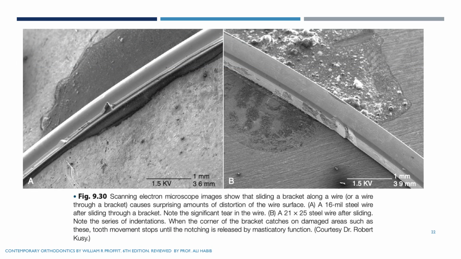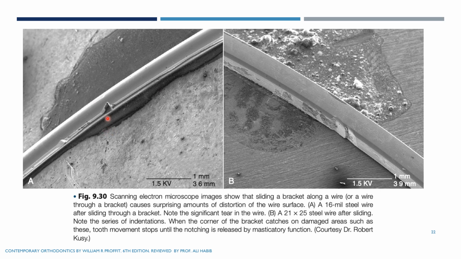This slide shows scanning electron microscopy images of a 16 round nitinol wire and I think a 21 by 25 steel wire. You can see how after sliding movement there were significant damages or distortion or tear in the wire, and here indentations in this rectangular wire. So as the brackets slide over these wires, we expect tipping movement to occur. Then if the bracket catches on these damaged areas, we expect, like the notches here, this is another type of notching, that tooth movement will stop.